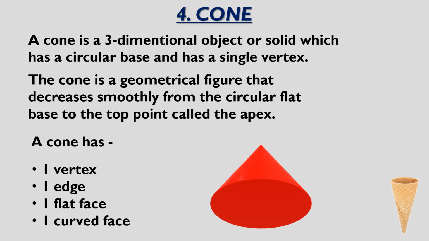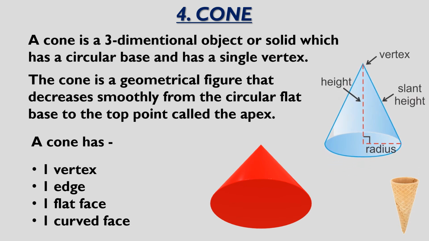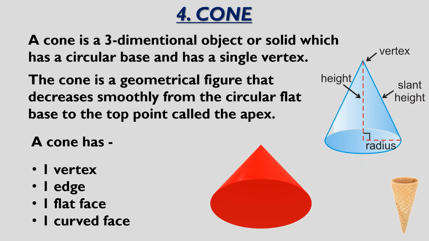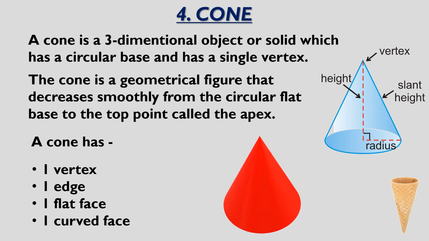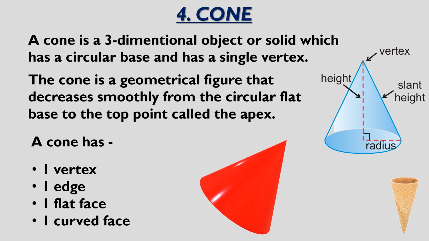Fourth is cone. A cone is a three-dimensional object or solid which has a circular base and has a single vertex. The cone is a geometrical figure that decreases smoothly from the circular flat base to the top point called the apex. A cone has one vertex, one edge, one flat face and one curved face.